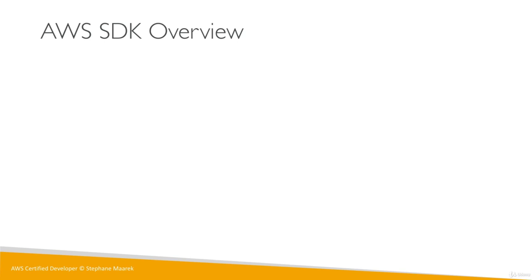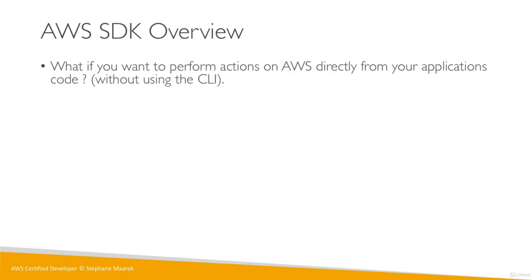Finally, let's go right into the AWS SDK. SDK is for Software Development Kit. And so the idea is that if you want to perform actions on AWS, but not from using the CLI, just from your code and whatever language you're using, you can use the AWS SDK.